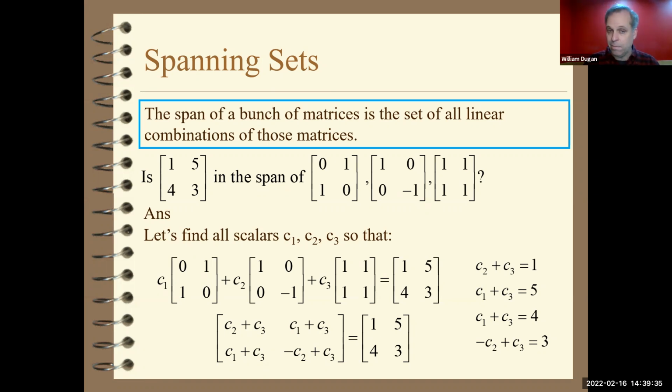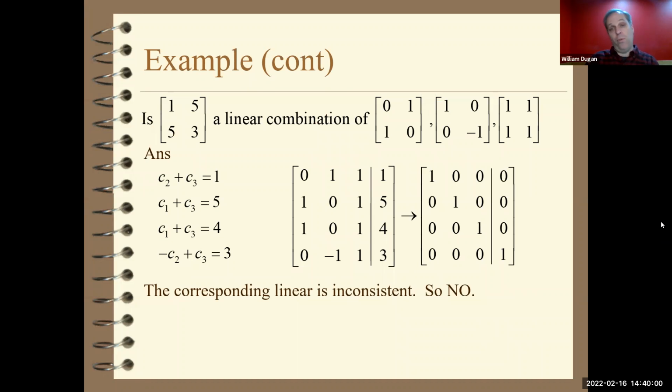If it's consistent, then there is a choice of scalars so that the matrix 1, 5, 4, 3 is a linear combination of the 3 matrices I gave you. If it's not consistent, then there are no such scalars, which means that 1, 5, 4, 3 is not a linear combination of the 3 matrices I gave you. And that would then mean it's not in the span. So let's check to see if that system is consistent or not. To do so, just like I did before, I have the system, I write down the augmented matrix, I row reduce it, and I look at that augmented matrix.